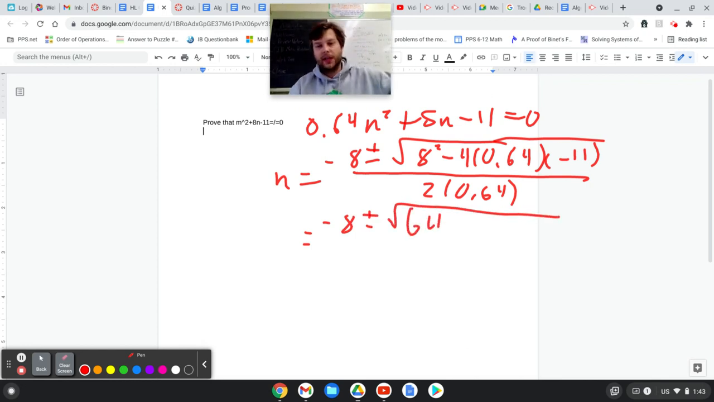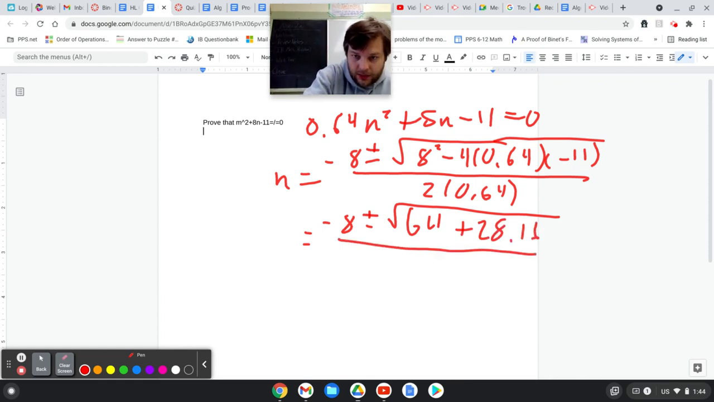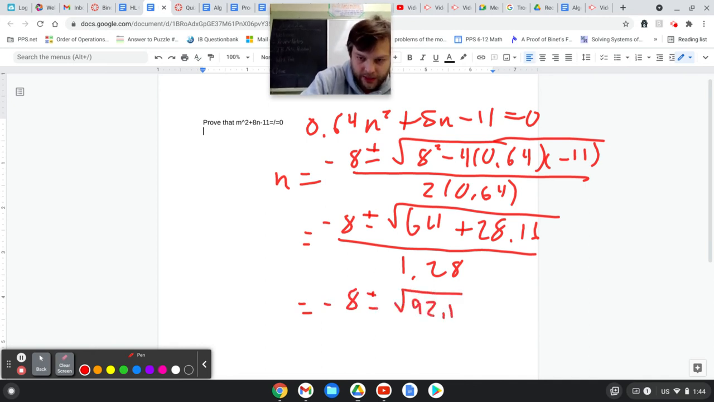Okay, so what is that? 4 times 0.64 times 11. So that's plus 28.16, and then 2 times 0.64 is 1.28. And I just assume what we're going to end up with is just something that's not going to be an integer.